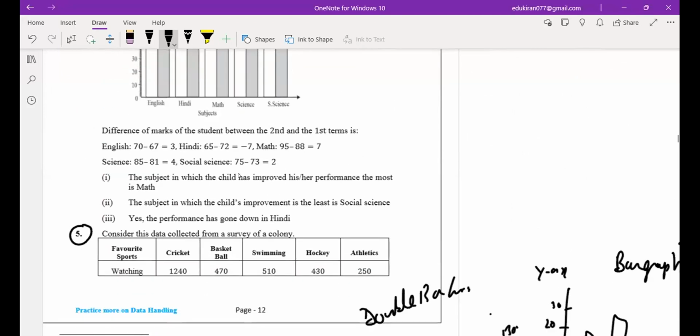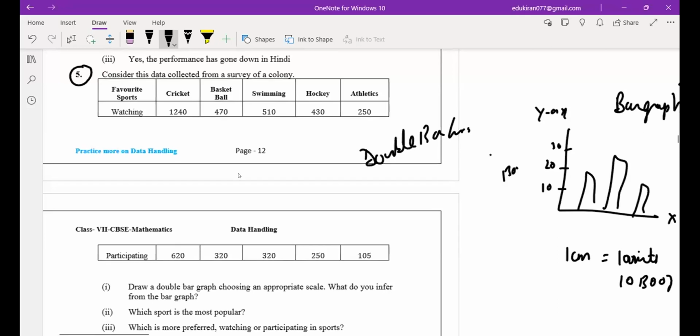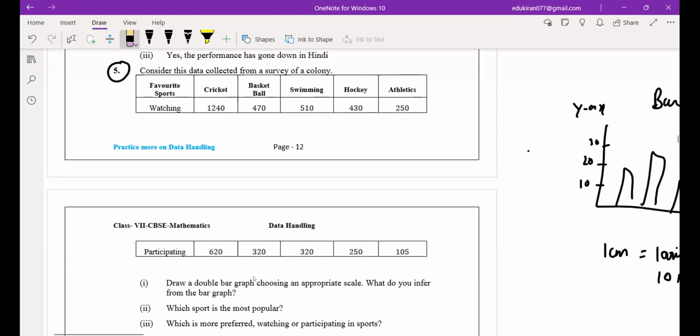Ma'am, can I go get my pouch? Yes, quickly get it. I hope you can now see this question, right? Once you bring the pouch, you will start. And Kais, you can start with this. Same question: you have to make a double bar graph, then answer these questions.